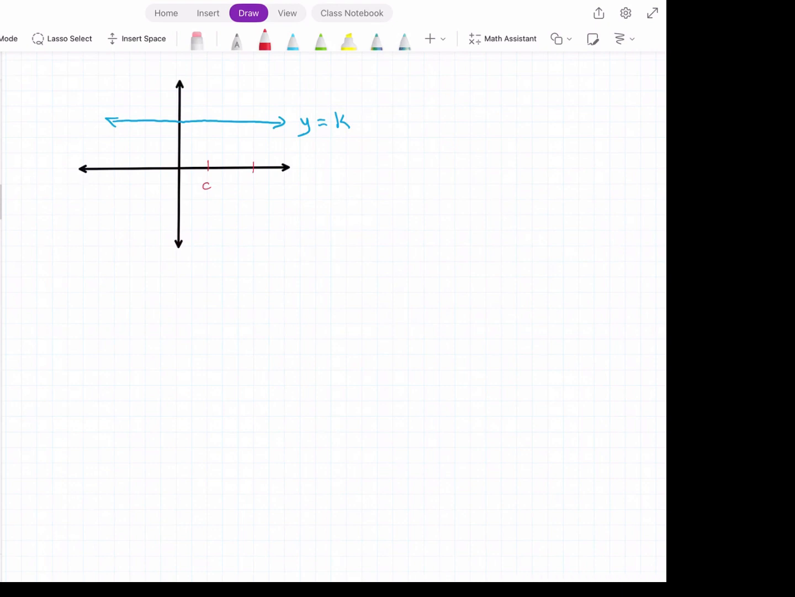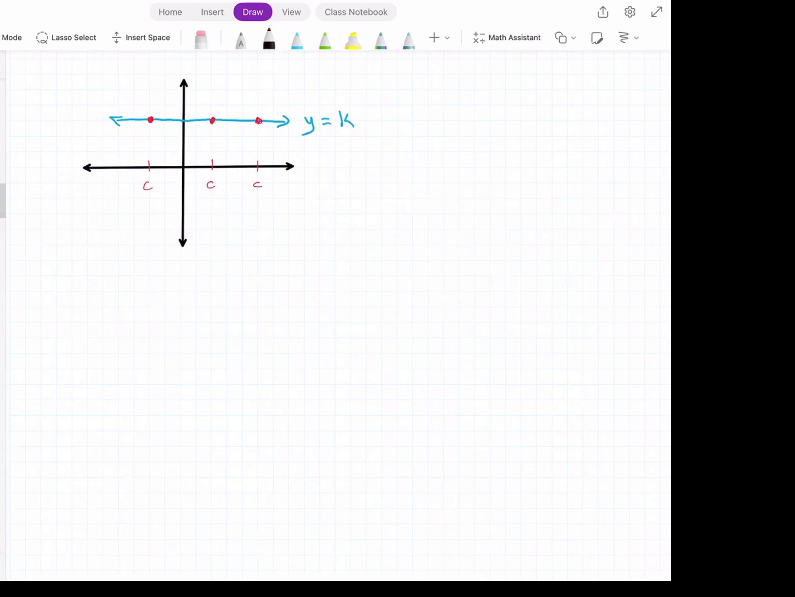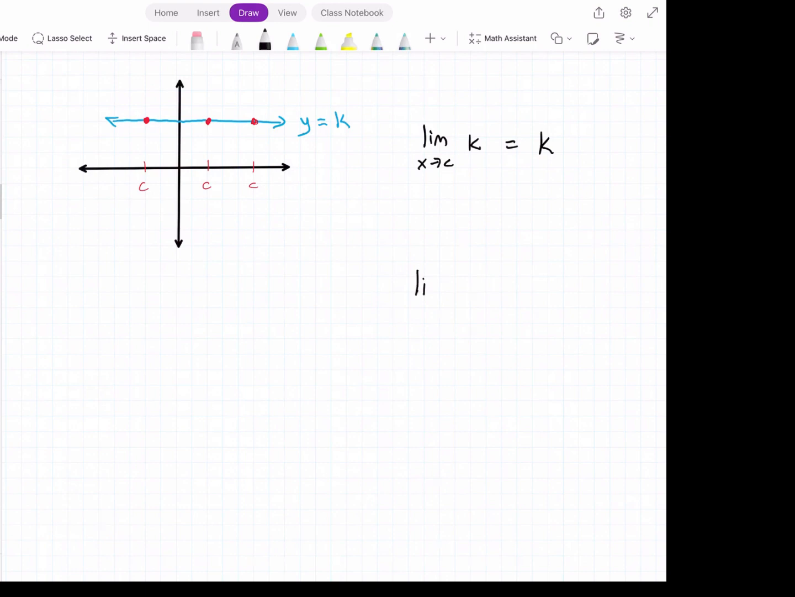Now, on this line, we have various points, but as x goes to c, and any c, we can just pick c's down here on the x-axis. As x goes to any c value, look what y does. Well, it always stays at k because we have the points c comma k. So the limit as x goes to c of k is always k.